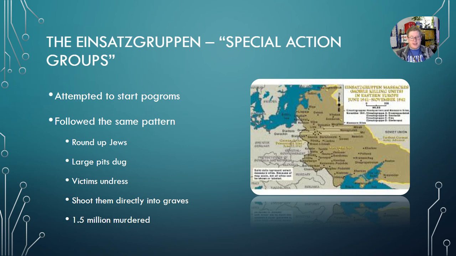And many of the actions taken by the mobile killing squads followed the same pattern. Typically, they would round up Jews through some sort of ruse or trick them into coming to certain places. Then they would order large pits to be dug, typically in cemeteries or other locations. And in some cases, they forced the people they were going to shoot to dig their own graves. Victims were forced to undress. Then they would be shot directly into the graves. The result of this will be 1.5 million Jews being murdered.